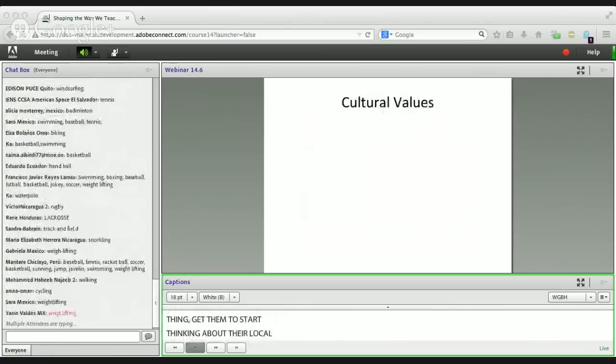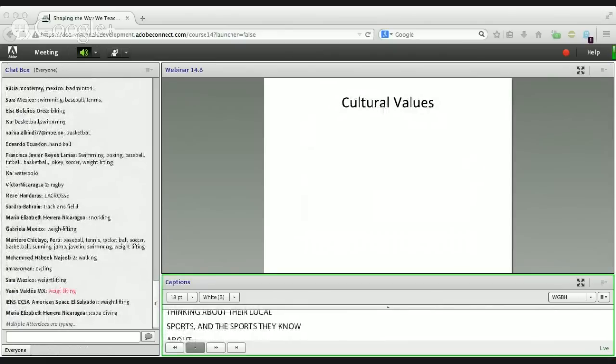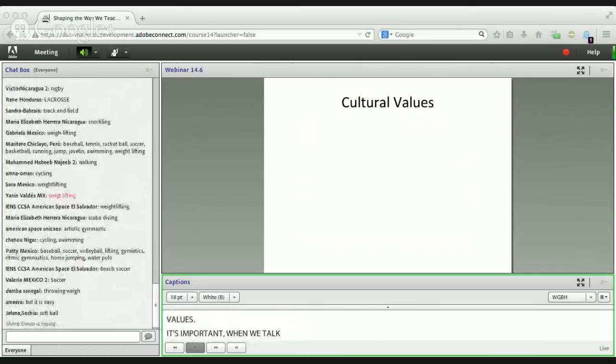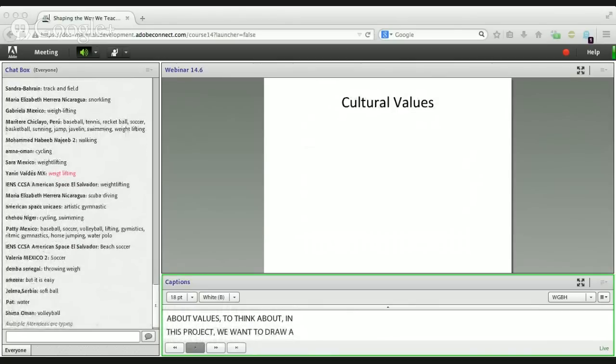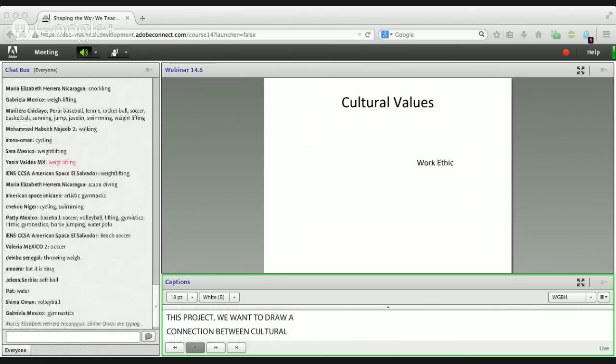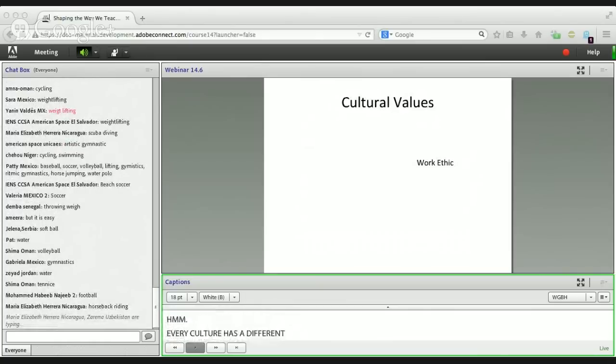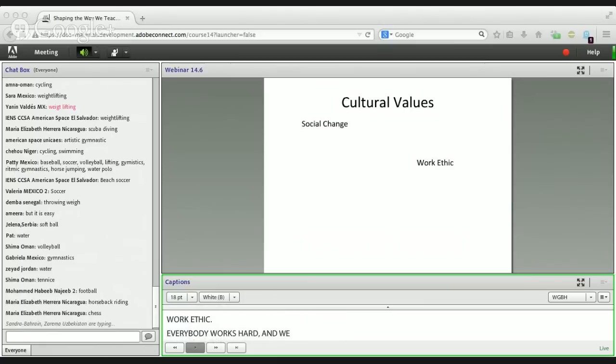Now let's talk about cultural values. And it's important when we talk about values to think about, in this project, we want to draw a connection between cultural value and the universal sports theme, because that's what the students are going to do. So first, work ethic. Well, every culture has a different work ethic. I think everybody works hard, but we define work ethic very differently, don't we? Definitely. Every culture.